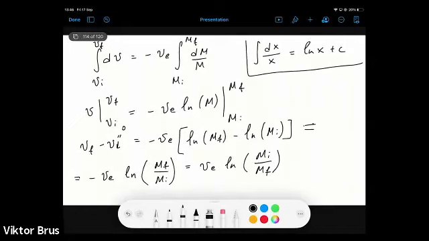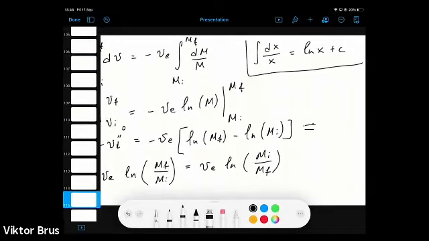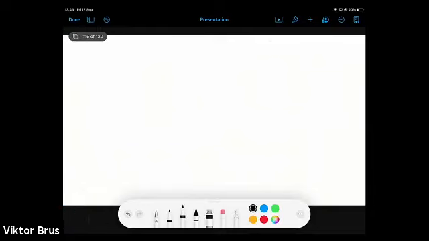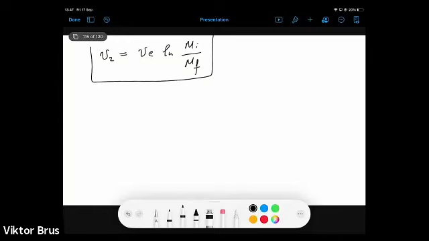Okay, so eventually we get, assuming that initial velocity is zero, V final, let's call it V rocket, is equal to V exhaust times natural logarithm of initial mass to final mass of the rocket. So this is the key equation we wanted to derive.